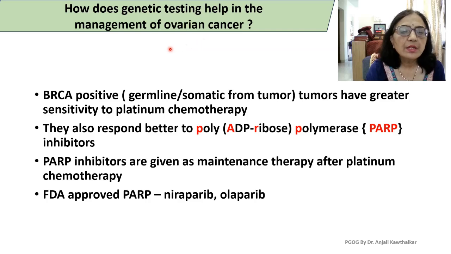How does genetic testing help us in treatment? BRCA positive, germline, that means from the patient's sample, or somatic, from the tumor. These tumors have greater sensitivity to platinum chemotherapy, so platinum based chemotherapy is preferred. They also respond better to poly-ADP ribose polymerase inhibitors, called PARP inhibitors. They are given as maintenance therapy after completion of platinum chemotherapy. You can remember these two FDA approved PARP inhibitors: niraparib and olaparib. Remember, there is a parib at the end, and you can add nira and ola.